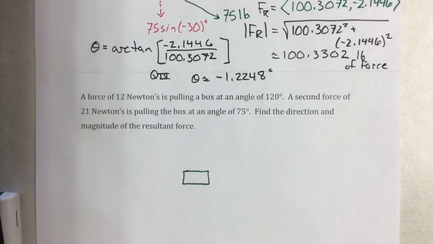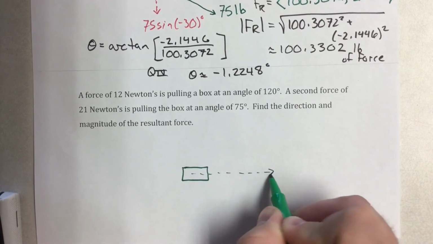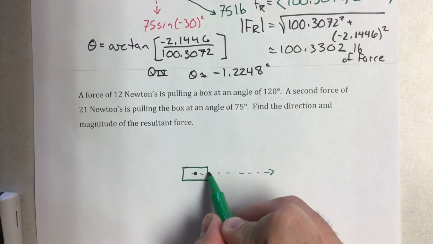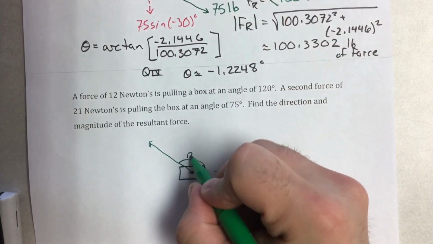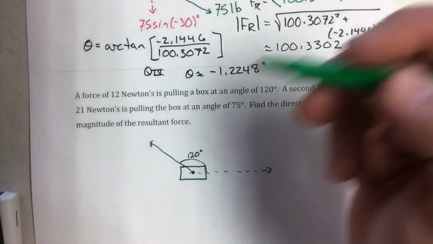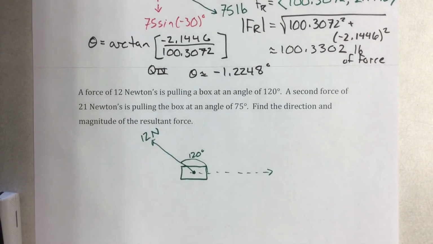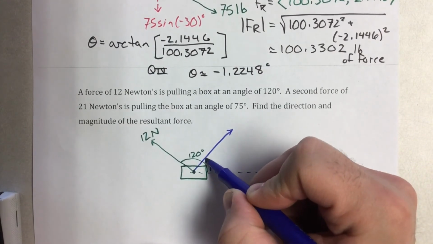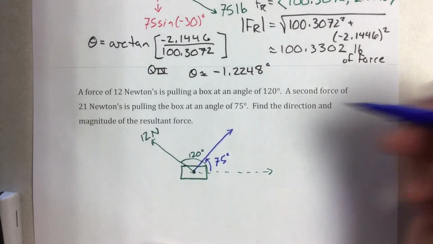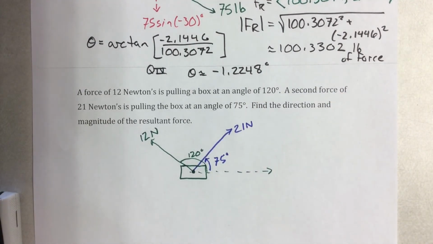So looking at this last problem. We have one force, here's our 0 degrees, one force pulling at 120 degrees at a force of 12 newtons. And then another force pulling at 75 degrees, at a force of 21 newtons. Okay, components and then add them together.